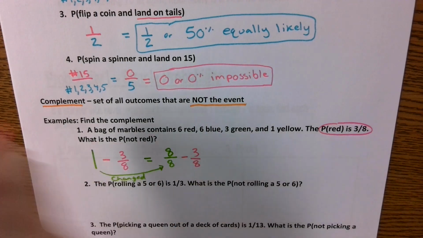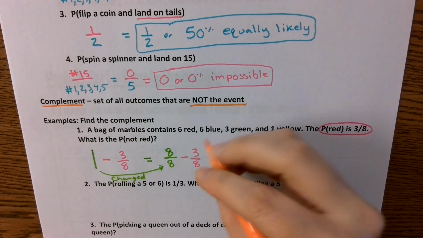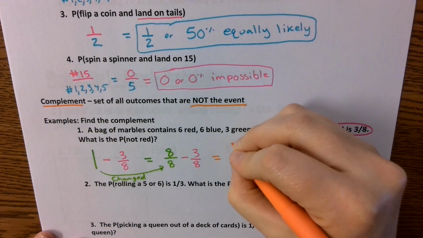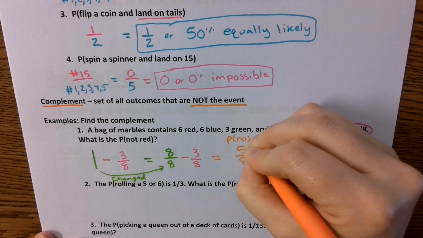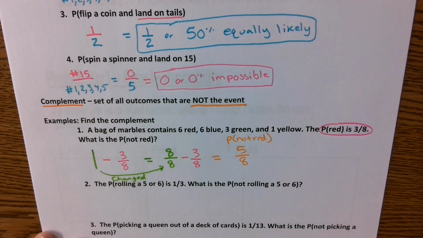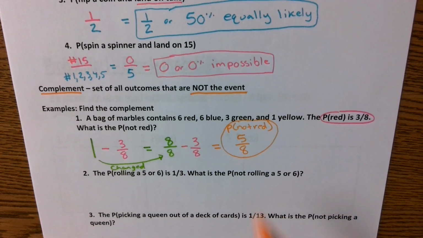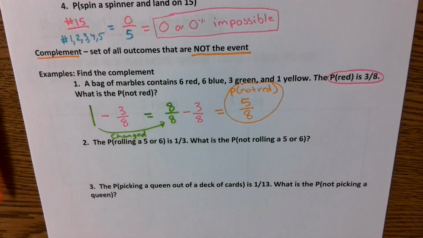So 8 over 8 minus 3 over 8 is going to give us 5 over 8. And that's the probability that it is not red. The probability of not being red is 5 over 8. Go ahead and do the same thing for problems 2 and 3. Find the complement, the probability that that event will not occur.